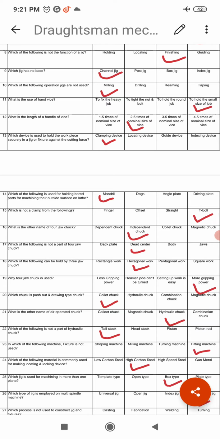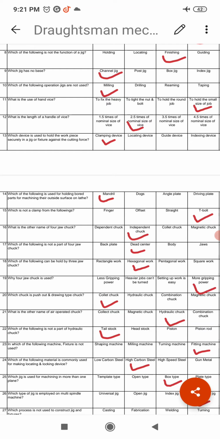Next, which chuck is a push out and drawing type chuck? Its answer is collet chuck, option A. What is the other name of the air operated chuck? Option C, hydraulic chuck. Next, which one of the following is not a part of a hydraulic chuck? Its answer is A, tailstock.